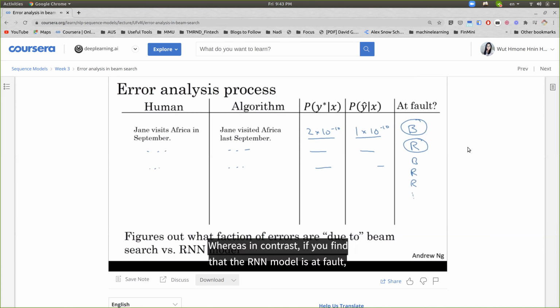Whereas in contrast, if you find that the RNN model is at fault, then you could do a deeper layer of analysis to try to figure out if you want to add regularization or get more training data or try a different network architecture or something else. And so a lot of the techniques that you saw in the third course would be applicable there.